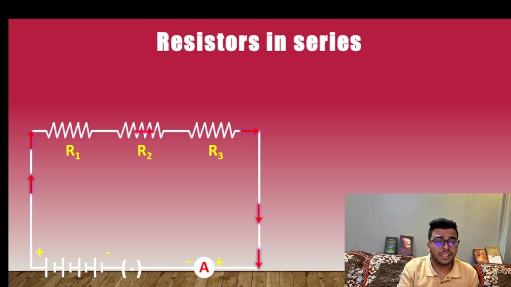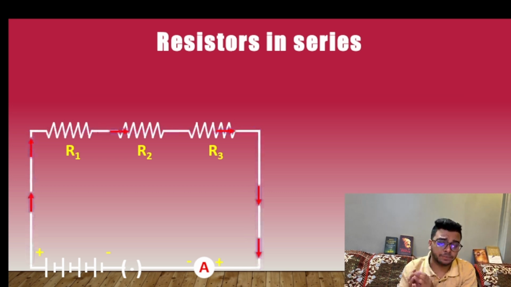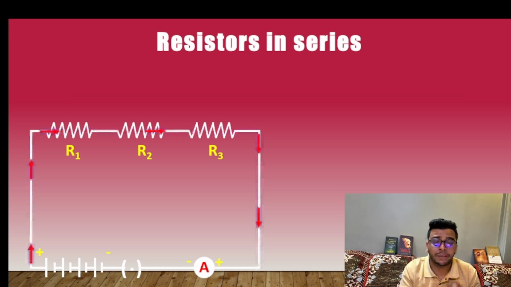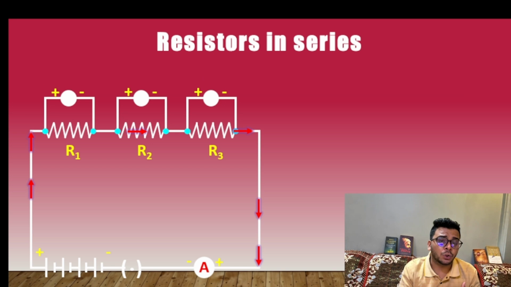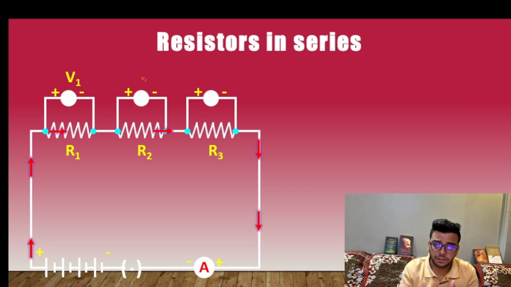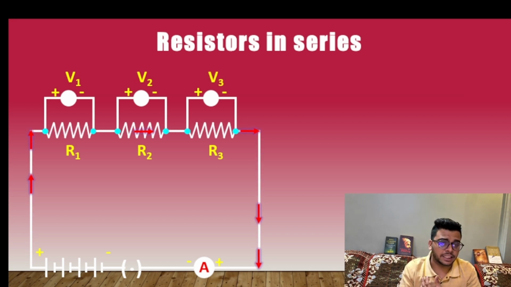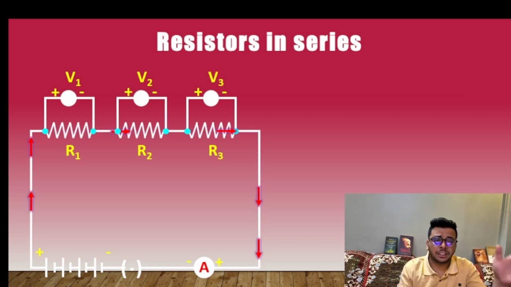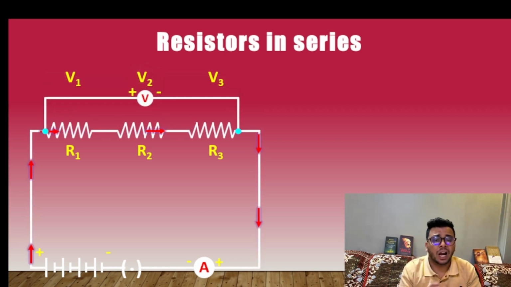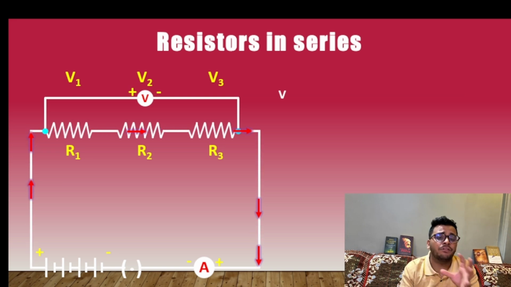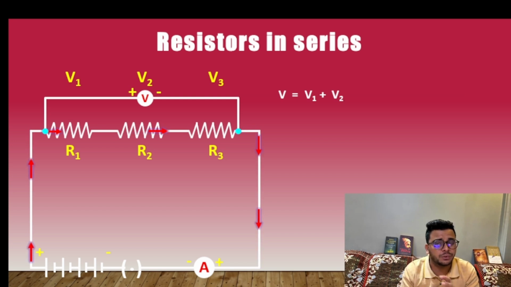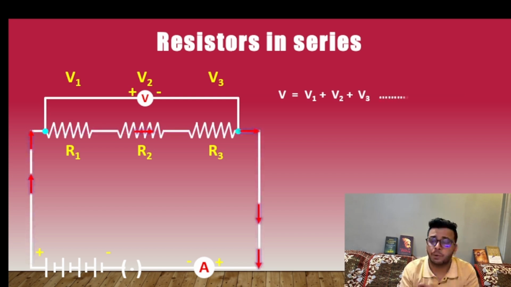Now to measure this, we have connected an ammeter, but we can't connect a voltmeter in series, so we will connect them in parallel. So the voltmeter V1 will be the value at R1, V2 at R2, V3 at R3. The total potential difference will be the summation of all of them. So I get my first equation as total V, the total potential difference, is V1 plus V2 plus V3. This is my equation number 1.